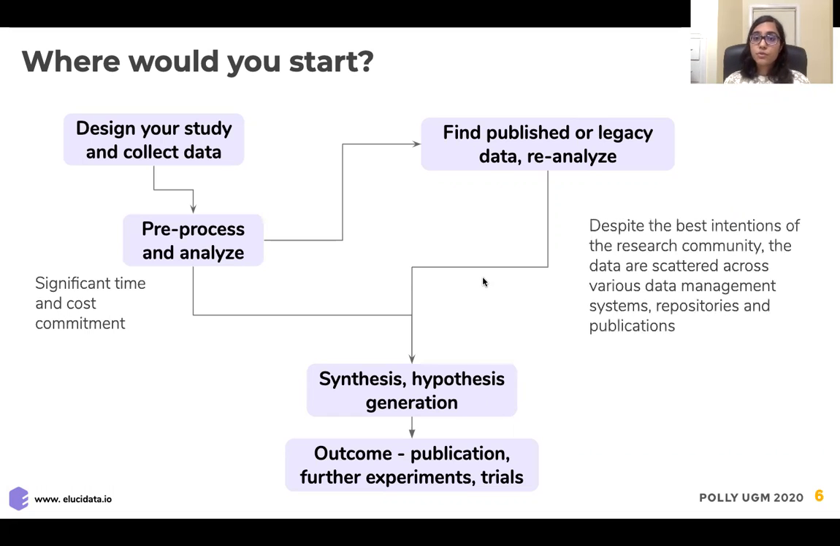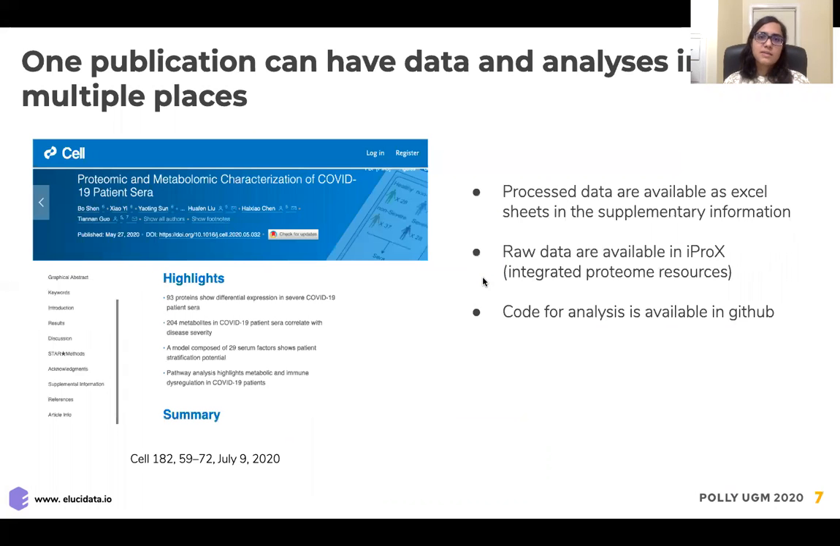If you go the second route, which is to start with data sets that are already out there, and for COVID, as well as for a lot of other disease areas, despite the best intentions of the research community, the data are available, but they are scattered across various data management systems, data repositories, publications, and so on. So let's look at an example of one publication.